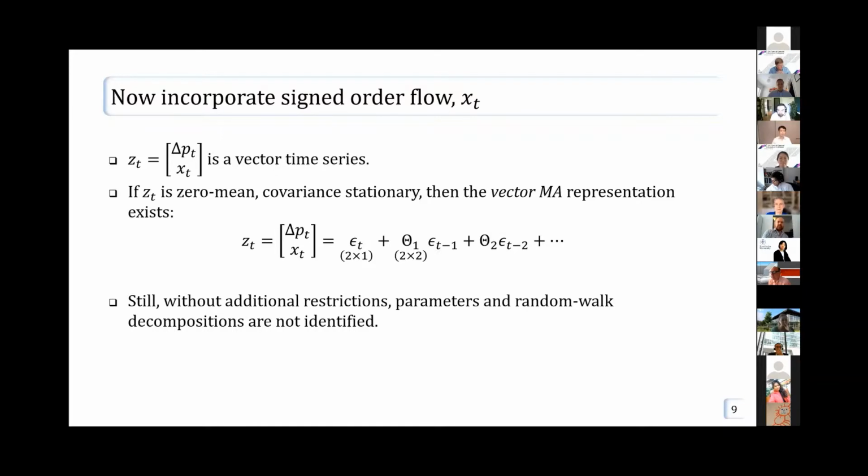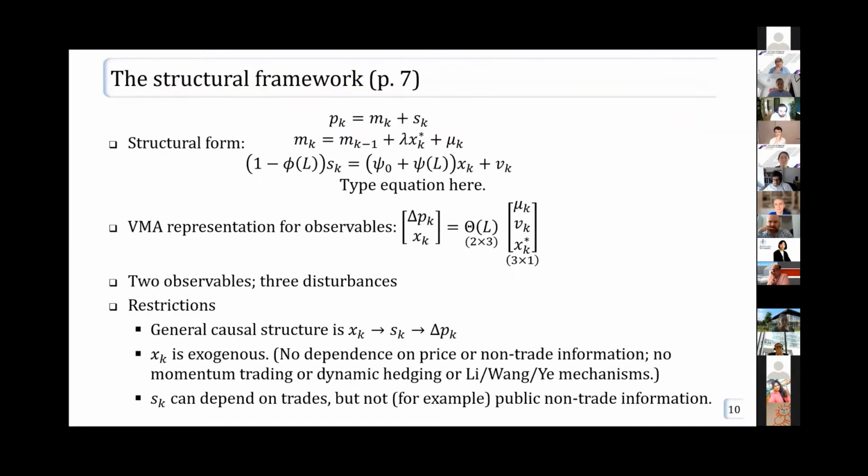Merely adding additional order flow does not by itself suffice to give us identification. It tightens things up a bit, but we still need additional assumptions in order to identify parameter estimates and random walk decompositions. So now I'm going to make the full step to the structural model in this paper. So this is on page 7.